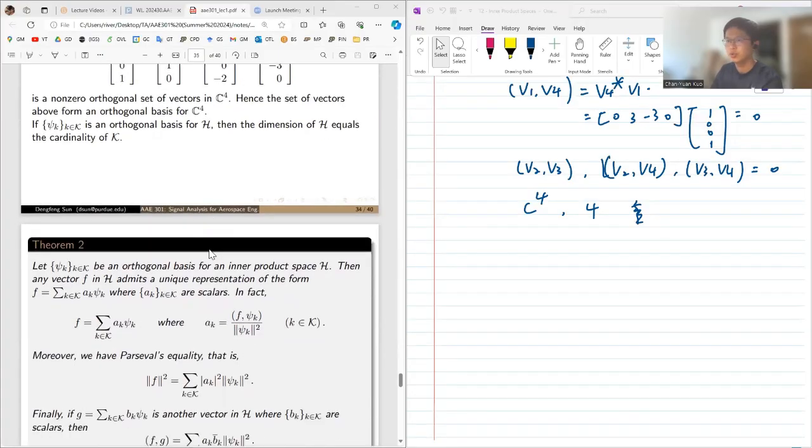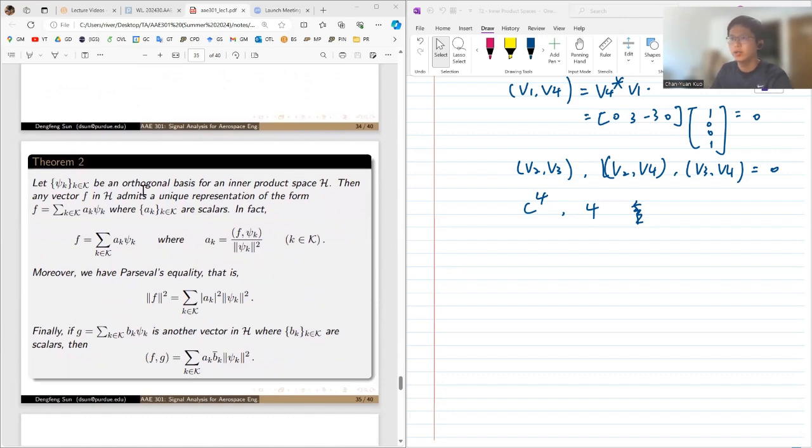Right, now let's continue with the theorem shown here. Let's go through this theorem together. Here we let this set of vectors be an orthogonal basis for an inner product space H. Then any vector f in H will admit a unique representation of the form f equals the summation of ak times psi k, where psi k are the vectors in the set, and ak are scalars. So that means, let me write this down.